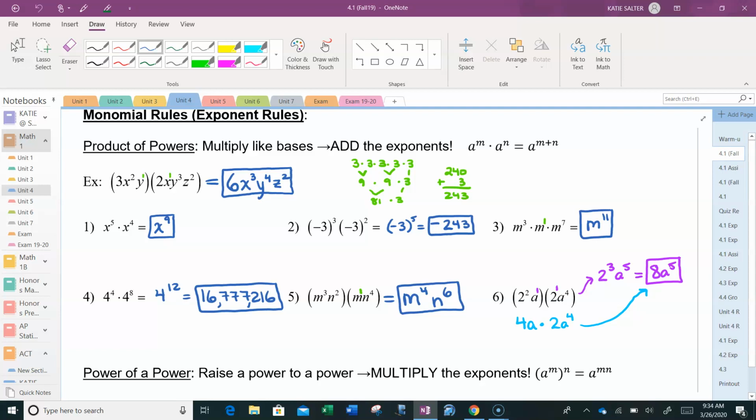Or you could work them out separately. 2 squared we know is 4, so that's 4a to the 1st. And then we have times 2a to the 4th. 4 times 2 is 8, and then a times a to the 4th is a to the 5th. All right, going on to our next rule.